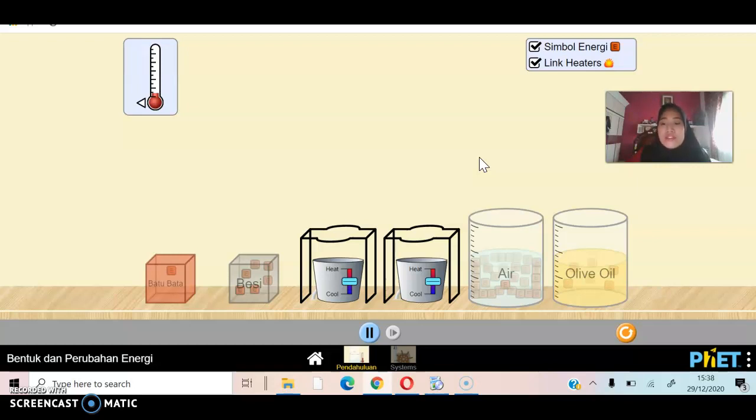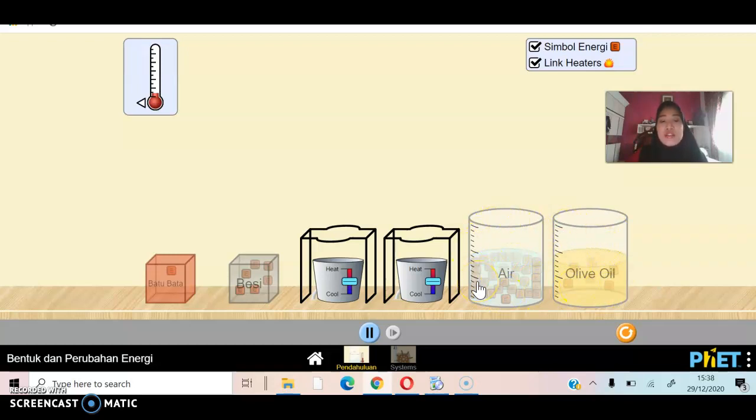And from the experiment that has been done, bricks and iron have different boiling points. Bricks have a higher boiling point. This is evidenced when the temperature of the bricks increased faster than the iron. And also between water and olive oil, the boiling point of olive oil is higher than the boiling point of water.